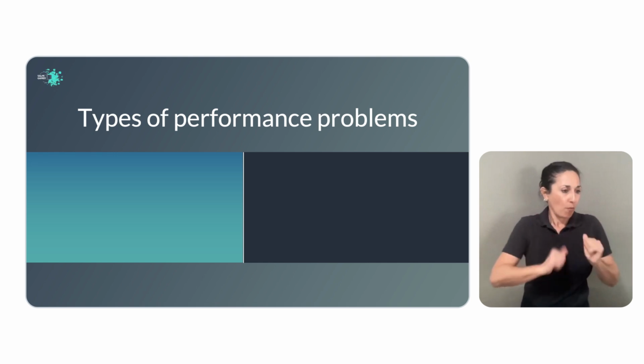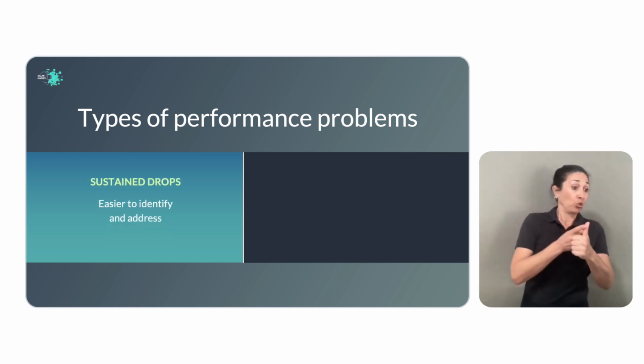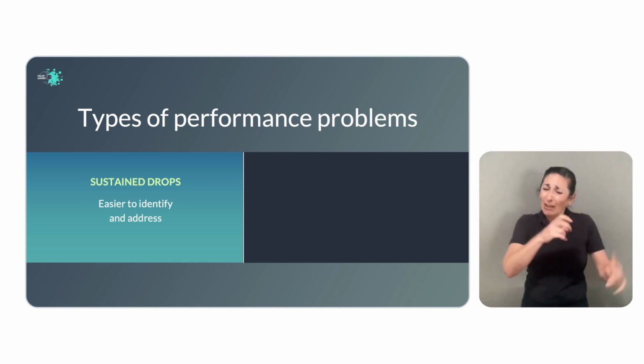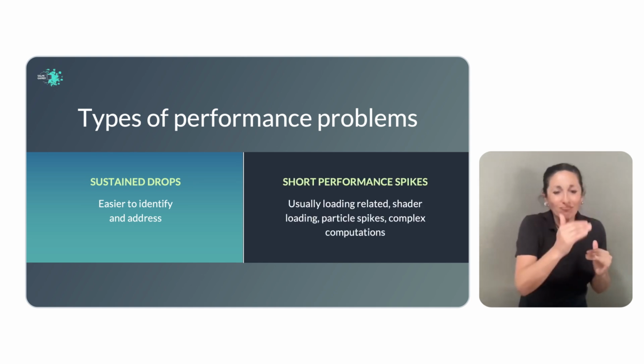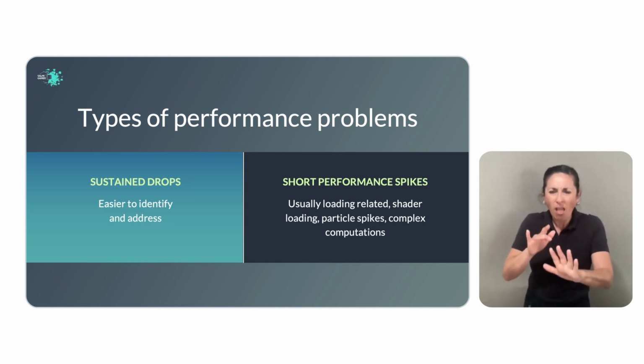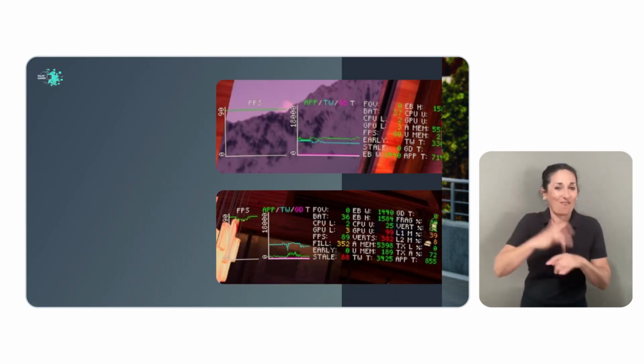Very broadly speaking, there are 2 general types of performance problems. The first is sustained low frame rate. This is usually quite easy to identify and address. You're simply doing too much. The second type are short performance spikes. These small stutters can quickly lead to discomfort for players. They can be harder to detect, but luckily, we have some great tools available to us.